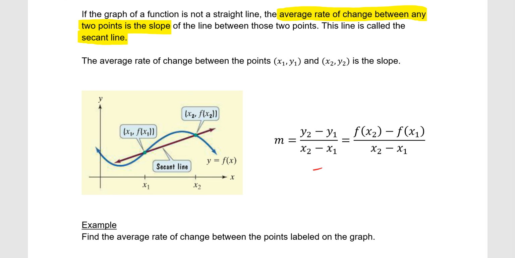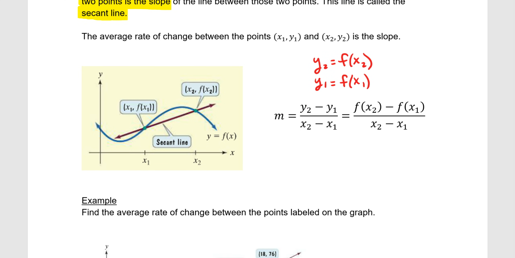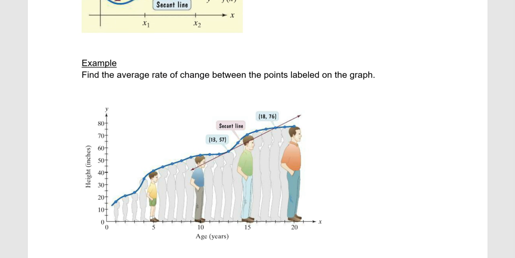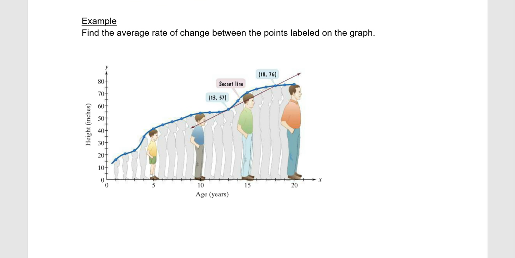So the average rate of change between those 2 points is actually just the slope formula. So we know the slope formula is y2 minus y1 over x2 minus x1. In this case, though, we might not always have y2 and y1. We might have to figure it out using the fact that y2 is the function evaluated at x2, so f of x2, and y1 is the function evaluated at x1. So sometimes we would have to use that fact, but both of these things represent the same exact thing. So let's go ahead and do this last example. Let's find the average rate of change between the points labeled on the graph.